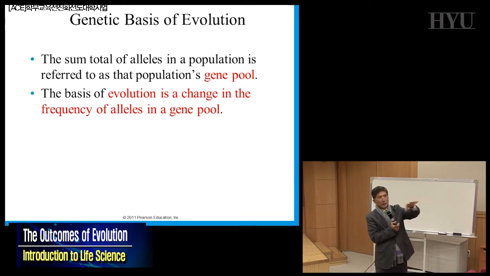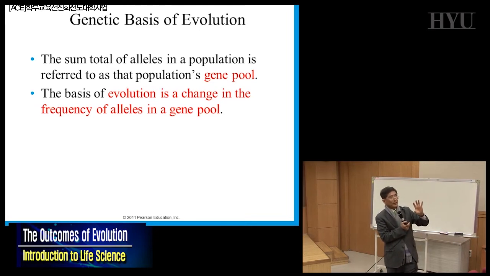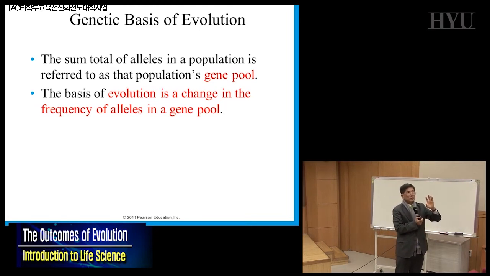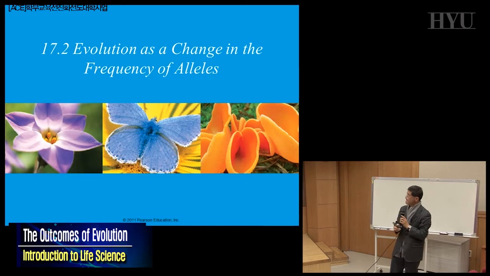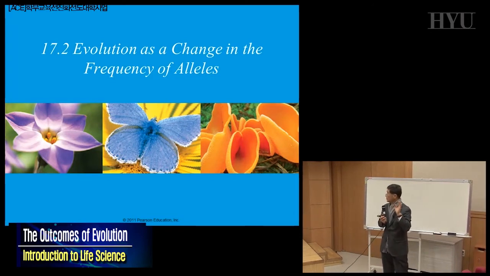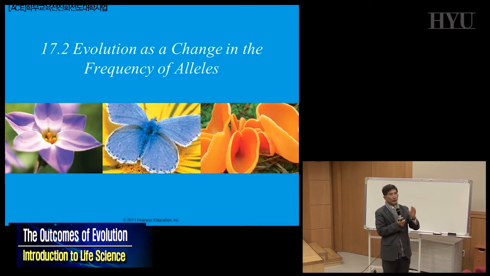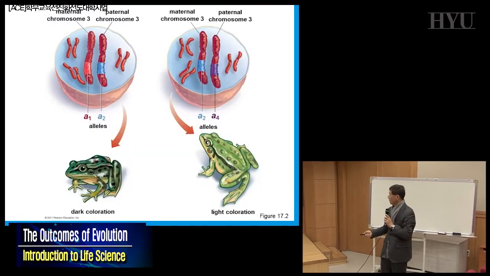And they become all O type, okay? That's kind of evolving. It's not a good example, but okay. And so what caused this change? What caused this frequency of alleles? Okay, evolution as a change in the frequency of alleles. We can talk about 5 or 6.